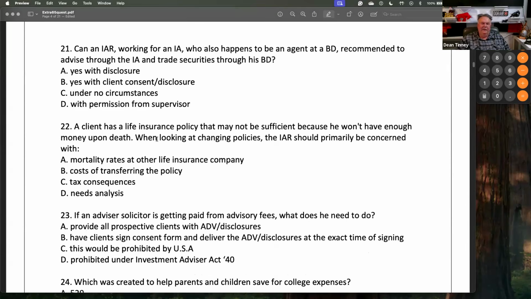21. Can an investment advisor rep working for an investment advisor, who also has to be an agent of a BD, recommend to advise through the IA and trade securities through his BD?